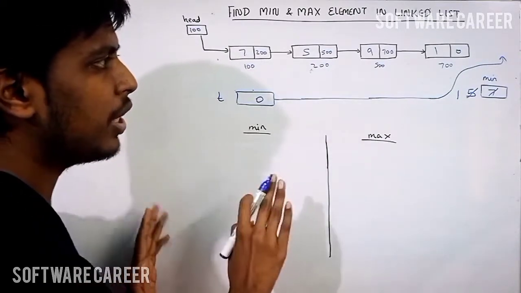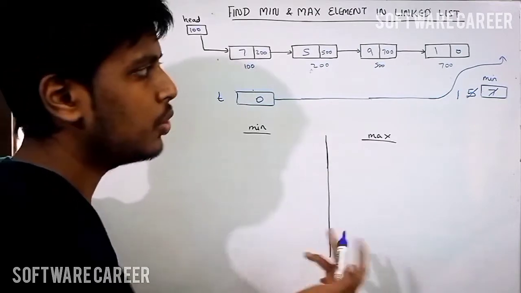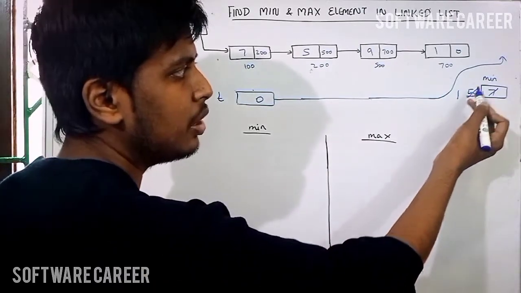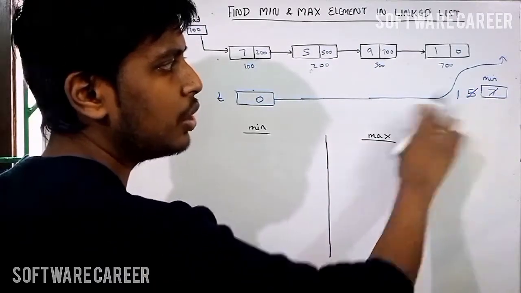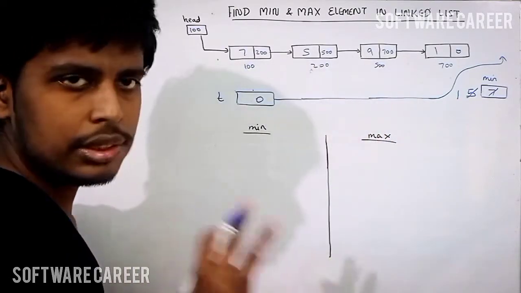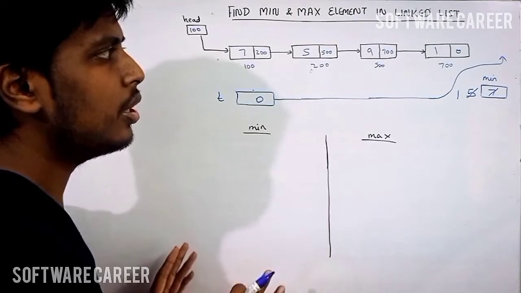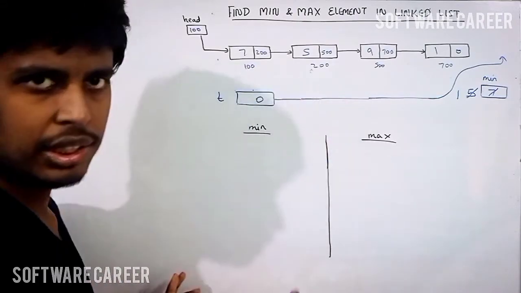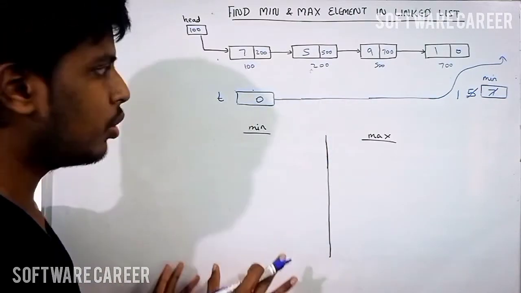So this is the final. Then after this what you should do? You should return the value present in the minimum variable. Now the value is 1. So you can say the minimum element present in this linked list is 1. So this is how you will find the minimum element from the given linked list. Now I will teach you how to write the code for this.